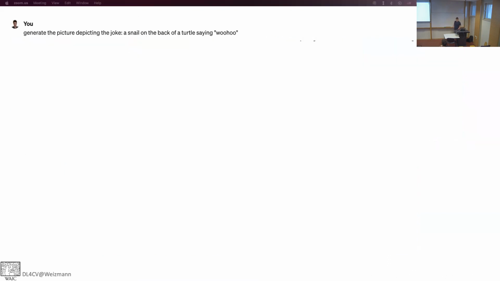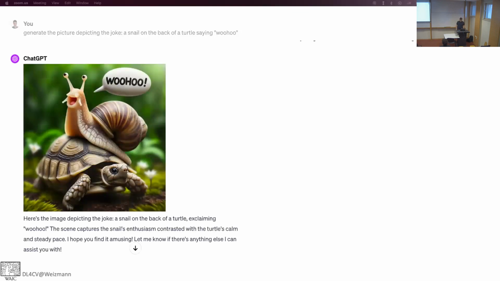But this is for good, impressive people. And people like me, what I care about is doing stupid jokes with AI. So this is me on ChatGPT trying to generate my stupid joke, saying, generate a picture depicting the joke: a snail on the back of a turtle saying, woohoo.